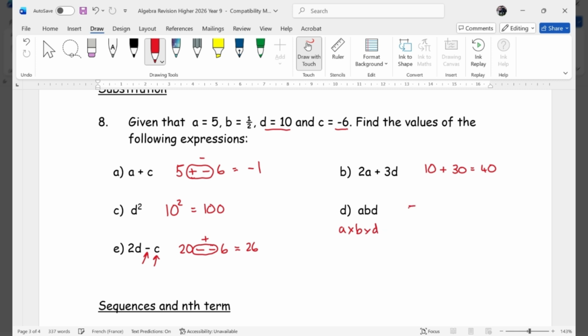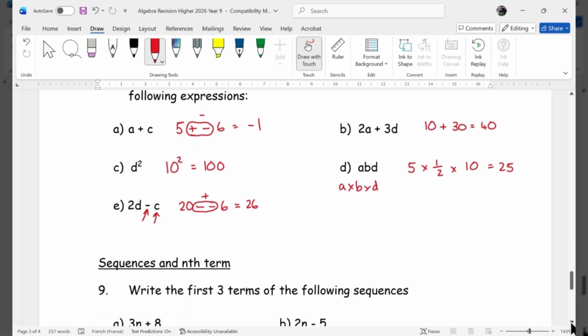So A times B times D. Now, the hard bit is the half, isn't it? But when you're multiplying, you can do multiplication in any order and get the same answer. So if you don't fancy doing 5 times a half times 10, you could do 5 times 10, which is 50, and then times a half. So half of 50, which is 25. But whichever way around you times those, you're going to get 25.